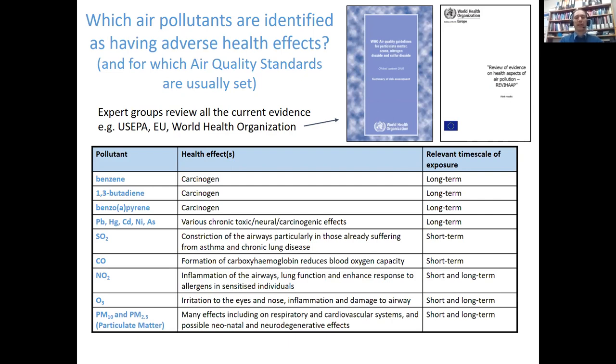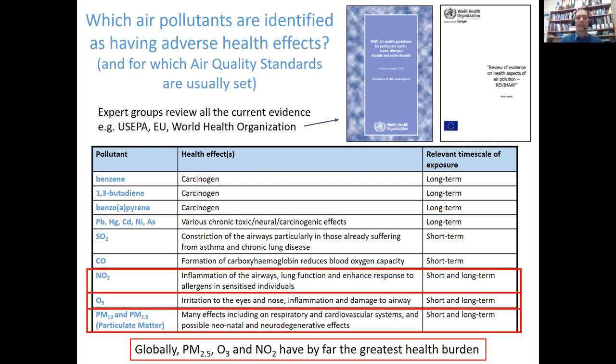Then we have some of the inorganic gases like sulfur dioxide, carbon monoxide, nitrogen dioxide, and ozone. And these generally have health associations with respiratory effects, lung function, and that sort of thing. And for sulfur dioxide and carbon monoxide, it's generally short-term effects. Short-term exposures are important. When we move to nitrogen dioxide and ozone, it's both short-term and long-term effects that might be important. And when we get to particulate matter, there are studies indicating a very wide range of health effects associated with particulate matter: respiratory effects, cardiovascular effects, neural effects, pregnancy outcomes, and so on. And if we were to look at the health burden globally, then it's these last three, PM2.5 particulate matter, ozone, and nitrogen dioxide, which have by far the greatest health burden in a population context.